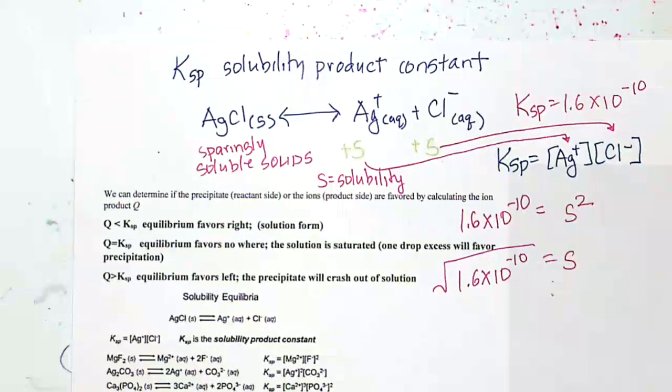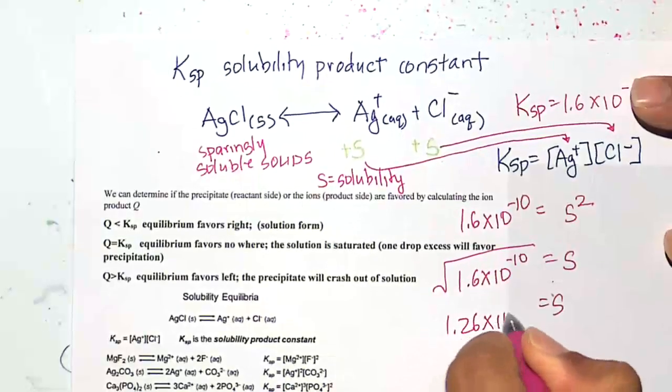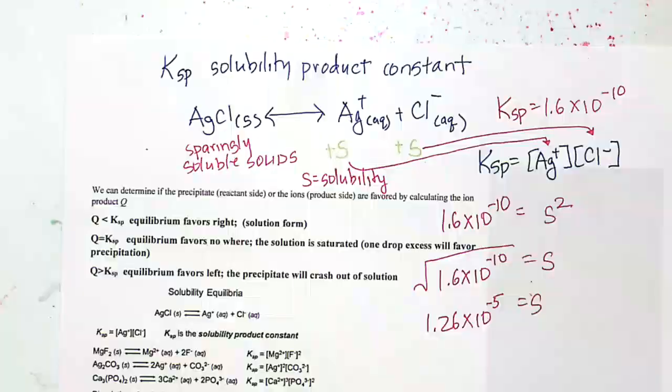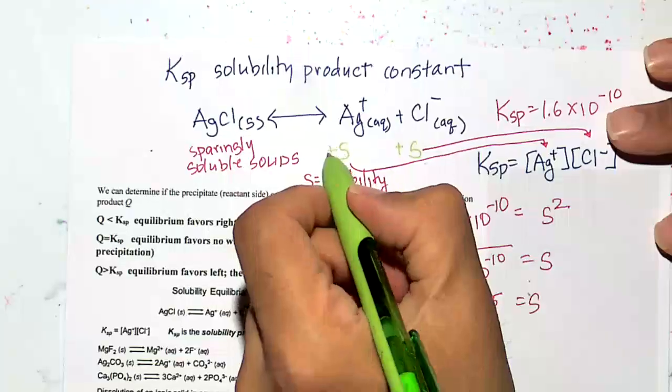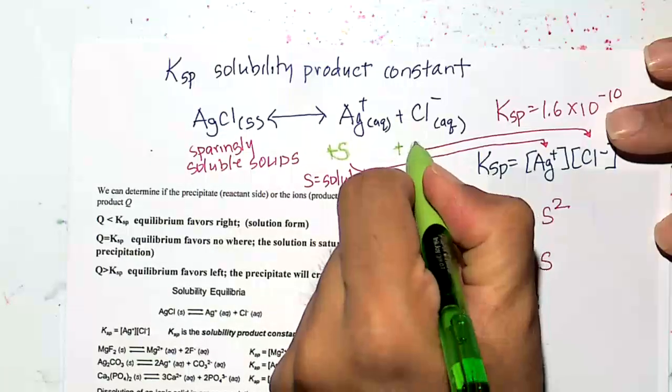Let me just give you that so that we can save some calculator time. It's right here: 1.26 times 10 to the minus 5. So this is what you'll have to do for your Ksp.